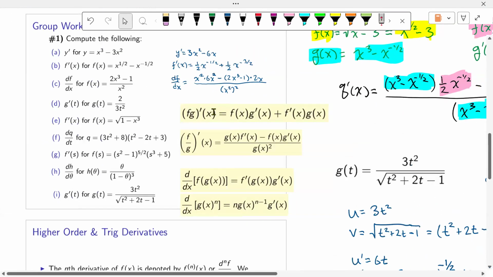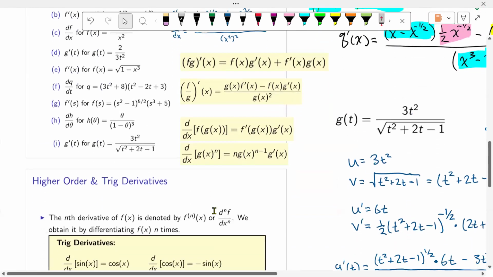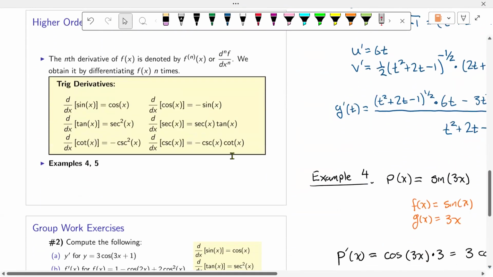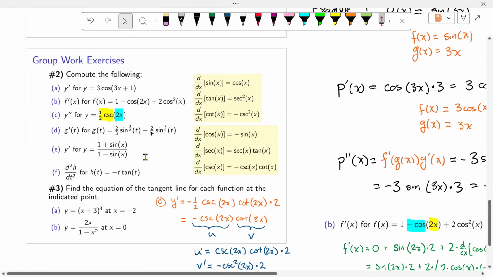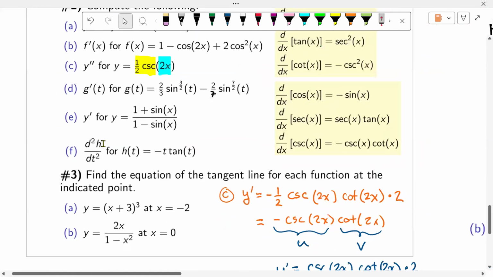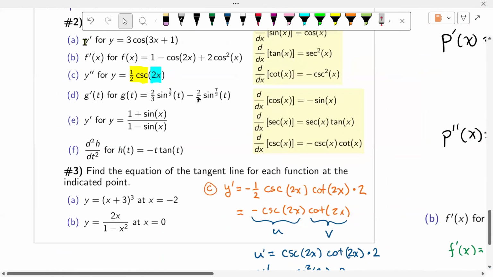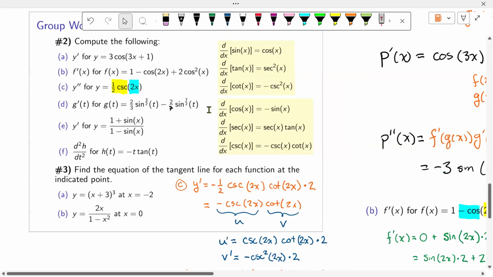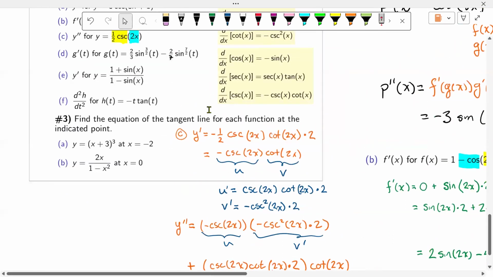So let's just recap. We have all our differentiation rules here: product rule, quotient rule, chain rule, general power rule. We went over derivatives of trig functions. And then I left you with a problem to work on. I believe most of you got pretty well through at least part A, and I did part C here. I promised I would do part D.